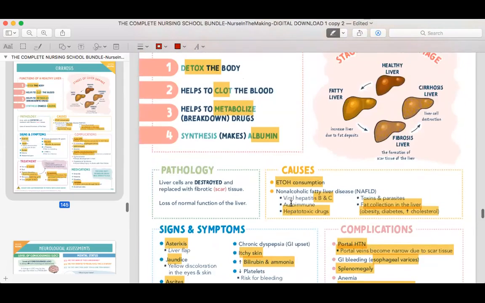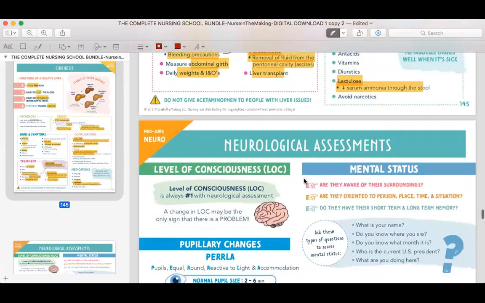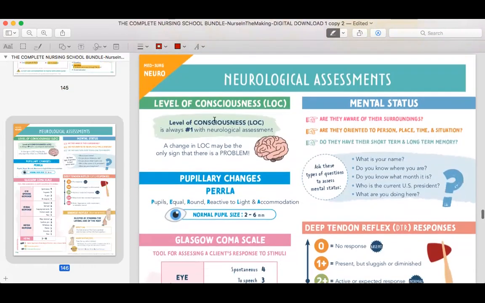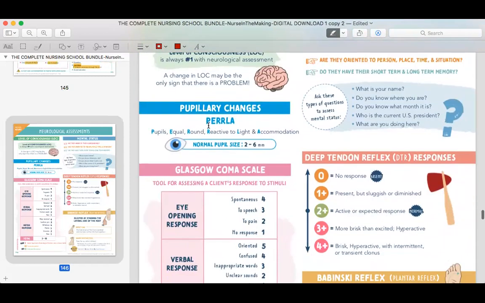Not all of this, but I will show you guys. I'll read my notes to you right now. This is what you guys need to know for ATI. Neurological assessment, so LOC changes. Make sure you know PERLA: pupils equal, round, reactive to light and accommodation.